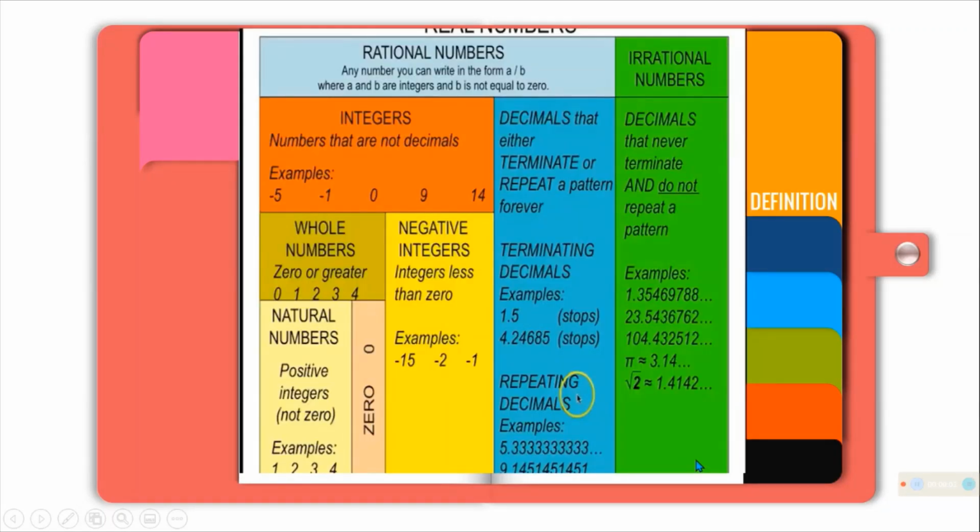So, real numbers, we have two kinds, rational numbers and irrational numbers. Rational numbers, any number you can write in the form A over B, where A and B are integers and B is not equal to 0. Under ng rational, we have integers, whole numbers, negative numbers, 0, and natural numbers. Pag sinabing natural numbers, parehas na ng counting numbers.